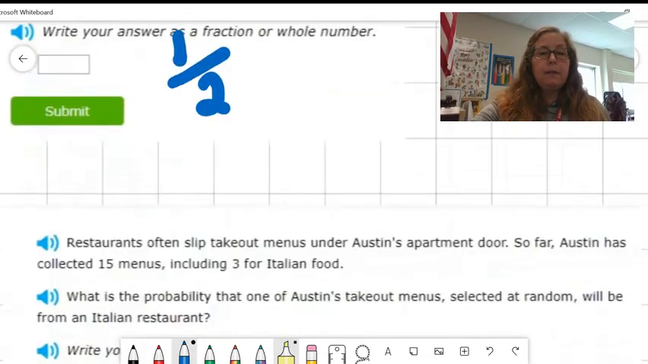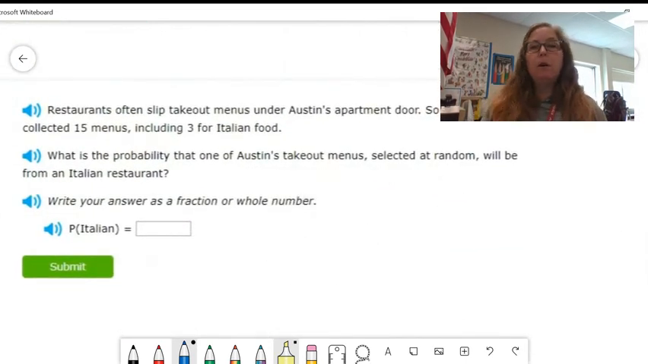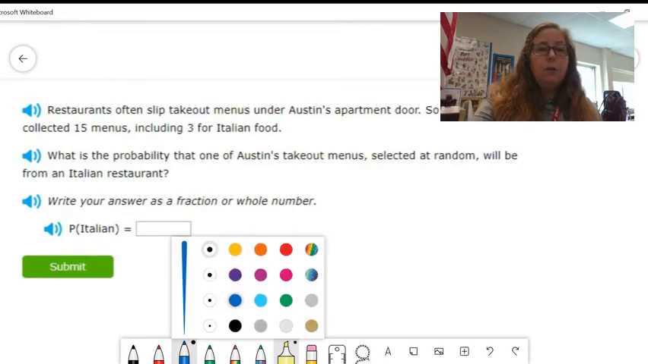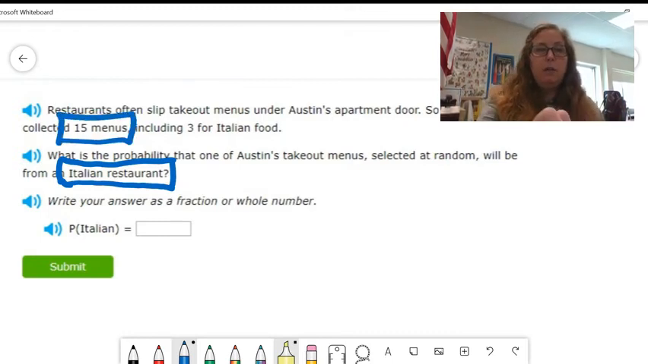Let's take a look at another example. A restaurant often slips a takeout menu under Austin's apartment door. So far Austin has collected 15 menus, including 3 for Italian food. We want to know the probability that one of Austin's takeout menus selected at random will be for an Italian restaurant. So our desired outcome is how many are for Italian restaurants. He has collected in total 15 menus, and 3 of those are for Italian food.